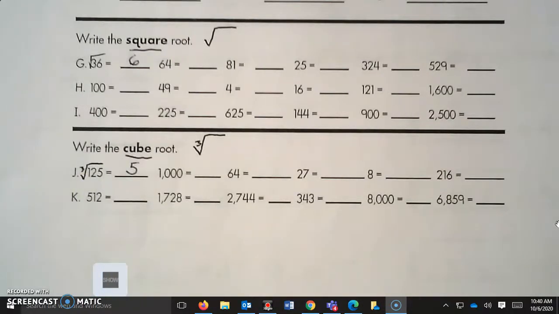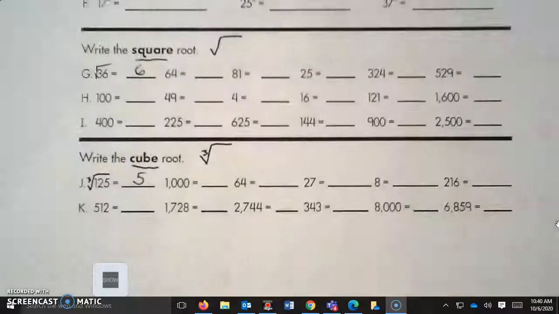So get hold of a calculator that does cube roots and square roots, and you should be able to complete this. All right, I think that's it. Then if you have any questions, let me know.